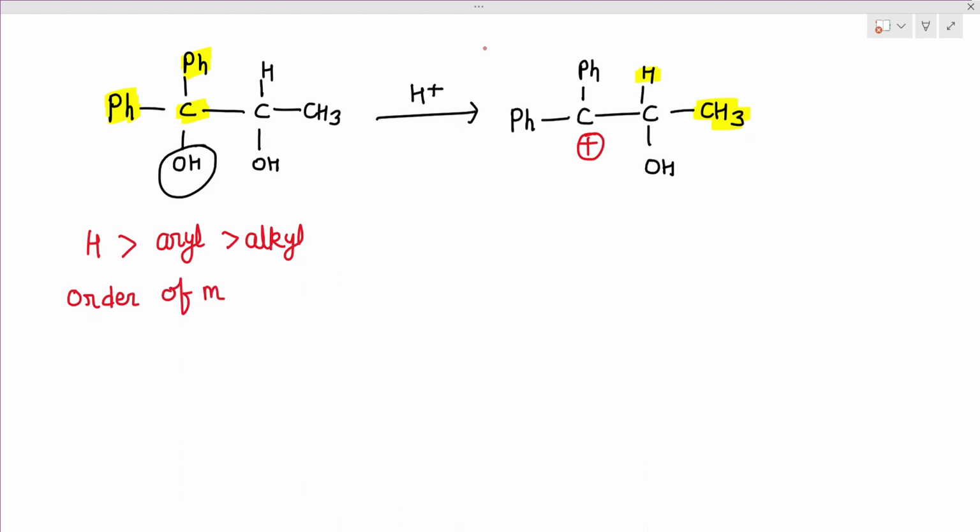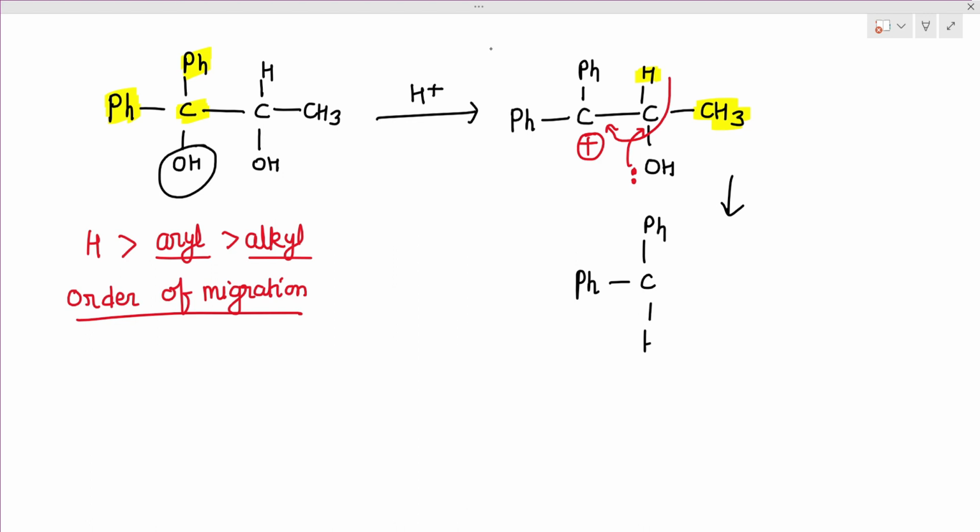It means first of all, if hydrogen is present, then it will migrate. Then the aryl group will migrate, then the alkyl group. So hydrogen will migrate to this position. This lone pair of electrons will move like this. So what we are getting is Ph, C, Ph, here H, and this C, CH3, double bond OH plus. In the next step, this H plus will get removed and we are getting double bond O. So this will be our ultimate product.